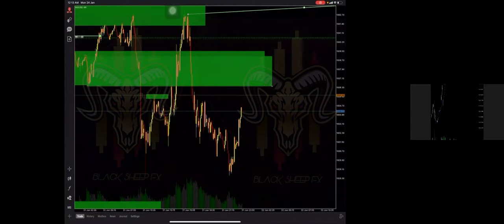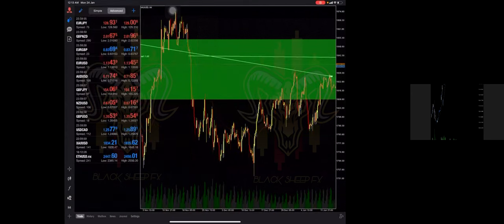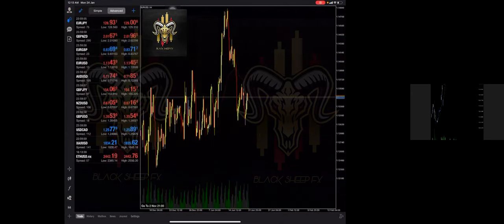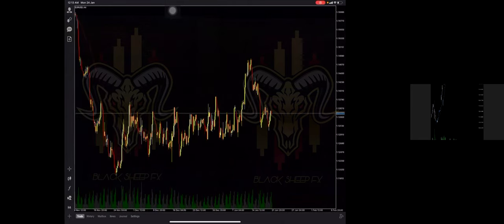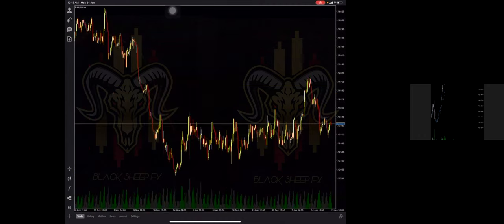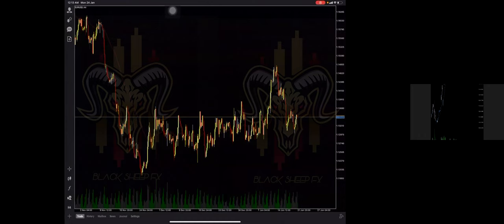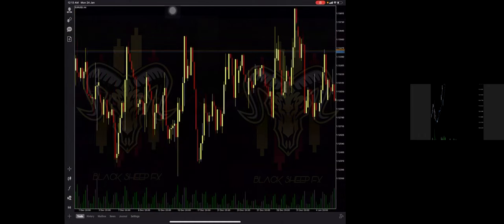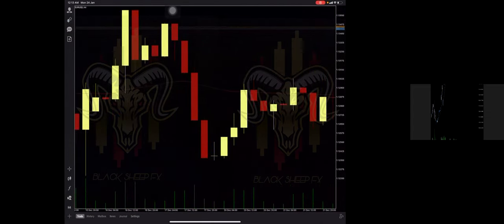For example, now let me show you. I will go on a slower pair for you guys, because for gold you just need to be too precise. For example, let's go on Euro USD. Let's take this, for example. So, what's the flow? What do we have to do? First is our hypothesis, creating the hypothesis.